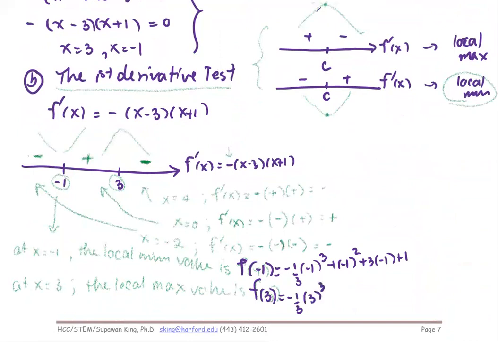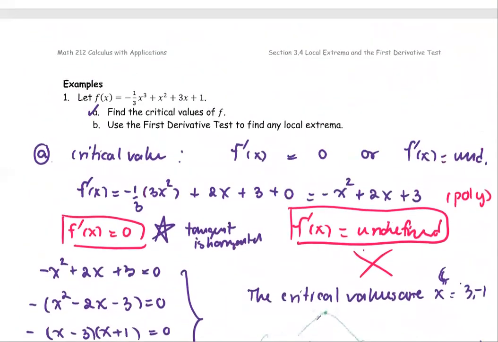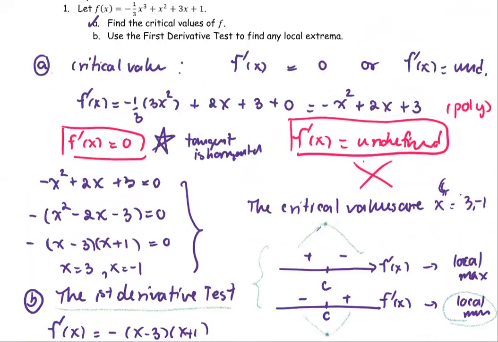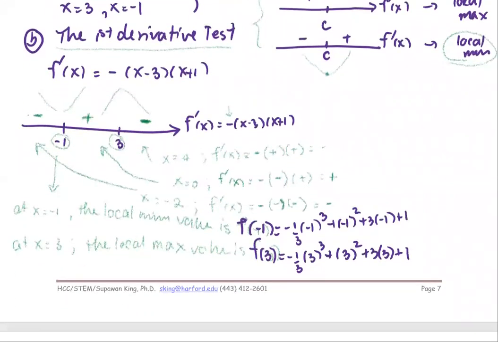And the next function value f at 3 is negative 1 over 3 times 3 to the third, plus, this is x squared, right? So 3 to the second plus 3 times 3 and then plus 1. So that's what we have. All right, so make sure we don't mess up with the sign. And whatever number you get from the calculator, that's the y value.